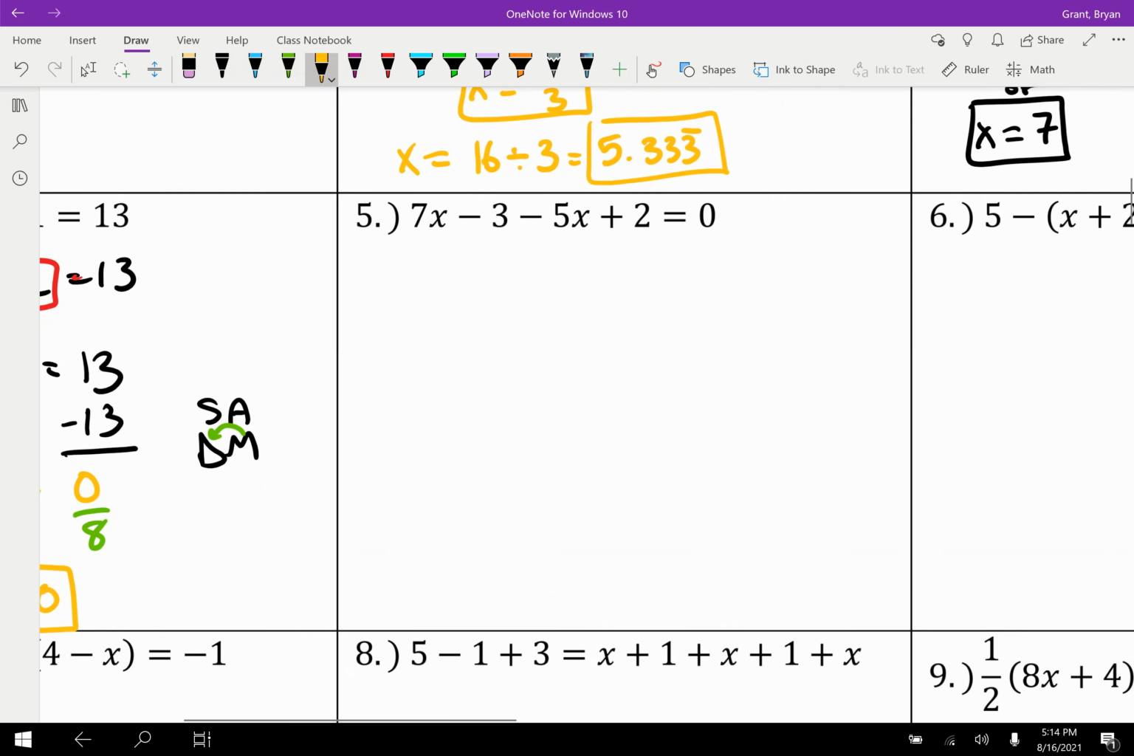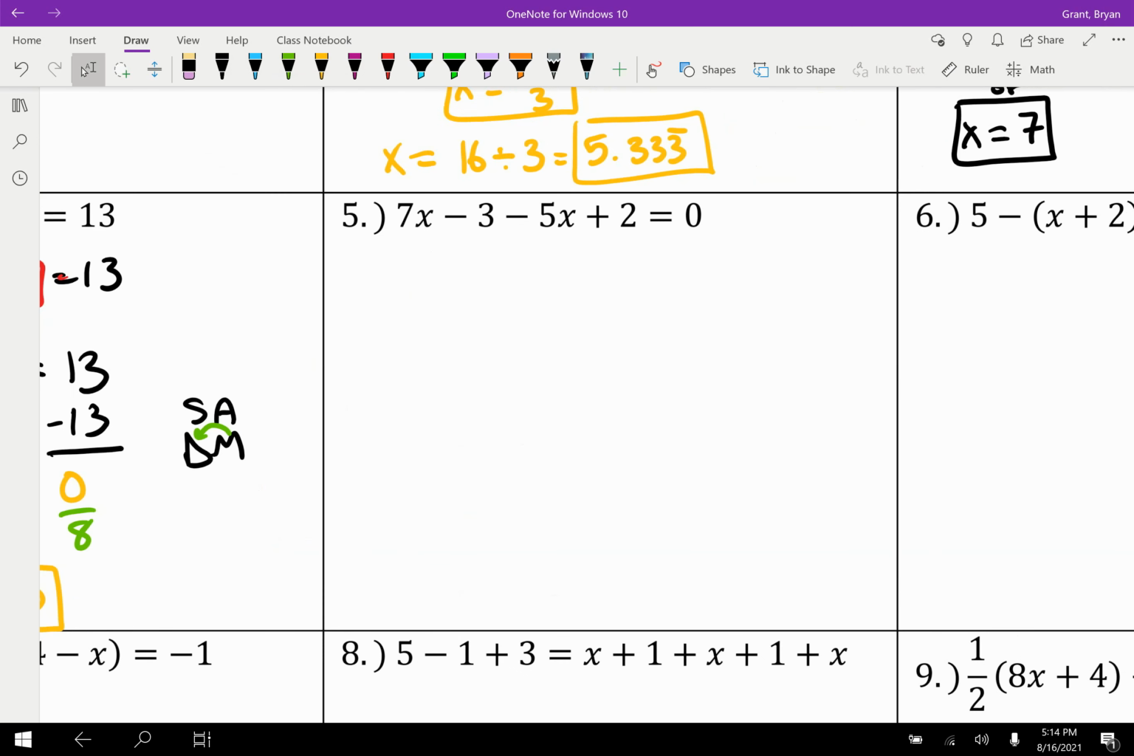Moving on through. 7x minus 3 minus 5x plus 2 equals 0. There is no distributive property because I don't see parentheses. There probably are some like terms, though. In particular, we have this 7x, and then notice how I'm going to box this over here.